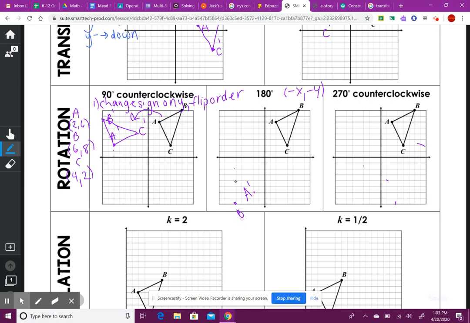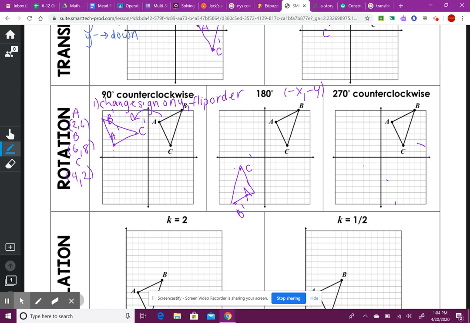Here's my new B. And C is now (-4, -2): over 1, 2, 3, 4, and down 1, 2. Here is my new C. Wow, that does not look very good, but I'm still working on writing on this. But if I were to rotate this 180 degrees, it should be upside down here. So just change the sign on the X's and the Y's to get to your final location.